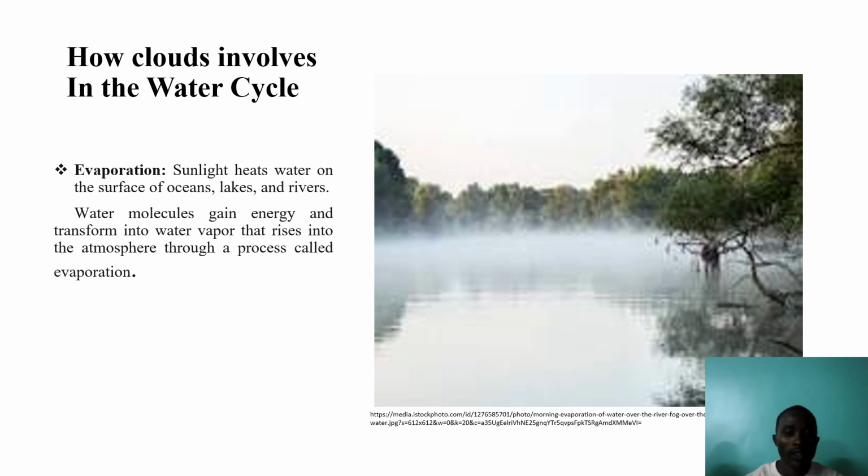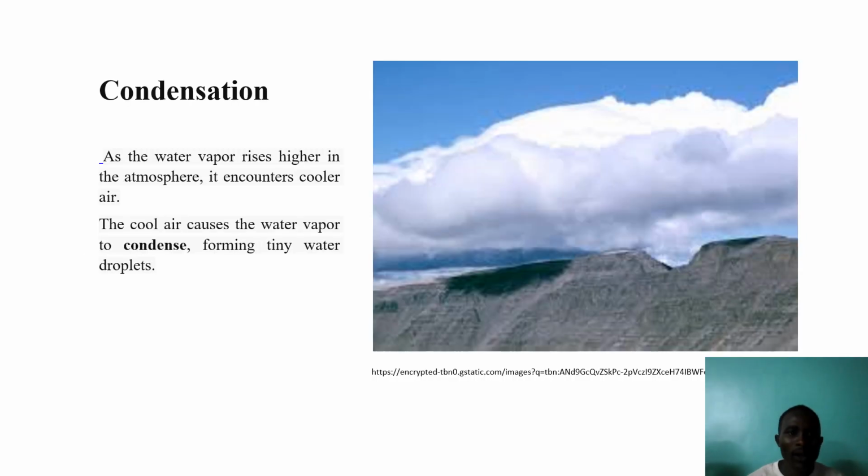Therefore, they provide the rain. The next step in how clouds are involved in the water cycle is condensation. As water vapor rises higher in the atmosphere, it encounters cool air. Then the cool air causes the water vapor to condense, forming water droplets. When sunlight shines on the lakes, oceans or rivers, the water vapor rises as a process of evaporation.